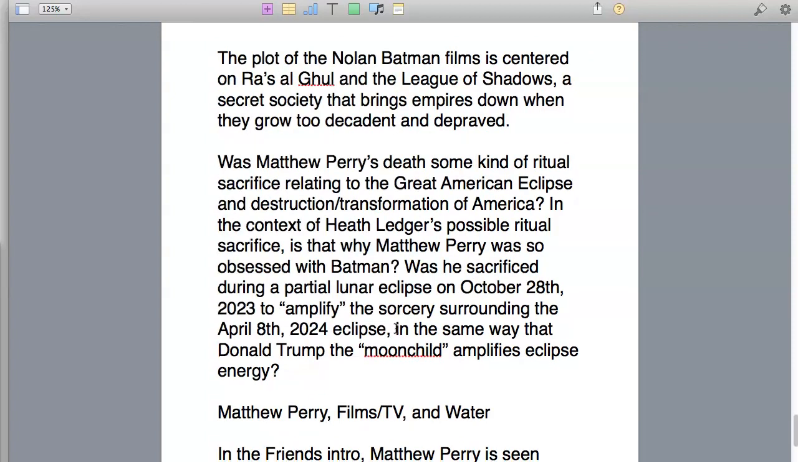Along these lines, remember that the plot of the Nolan Batman films is centered on Ra's al Ghul and the League of Shadows, a secret society that brings empires down when they grow too decadent and depraved. Now, this is a little tongue-in-cheek, right? We know the reason why these things happen in these empires. It's because they're doing it.